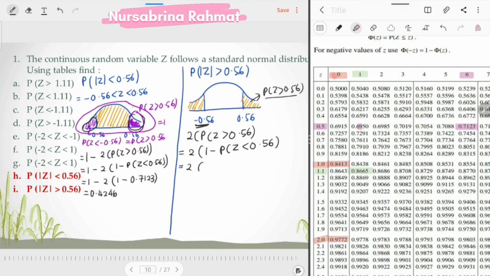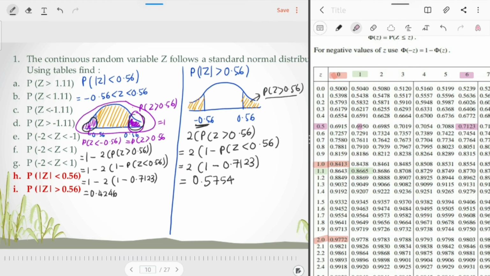So 2 times (1 minus 0.7123), where 0.7123 is what we already determined just now for 0.56. Press your calculator to get the answer. So 2 times (1 minus 0.7123), and you should get 0.5754. That is the probability when your modulus Z score is more than 0.56.